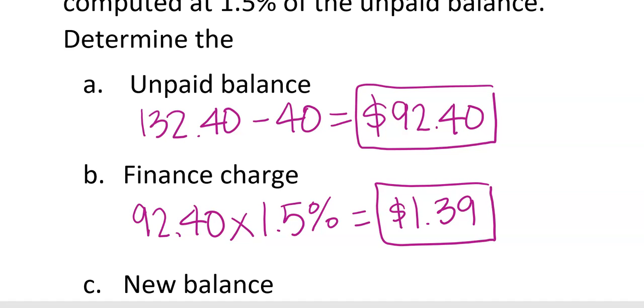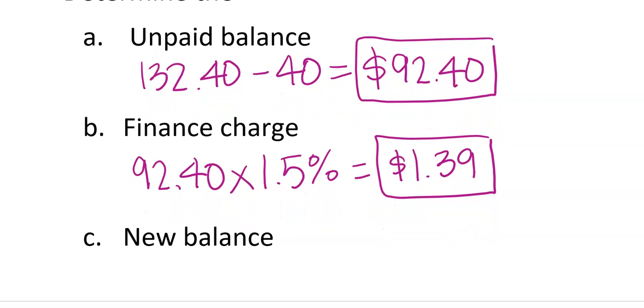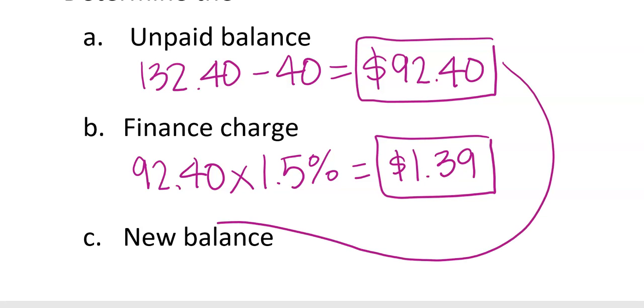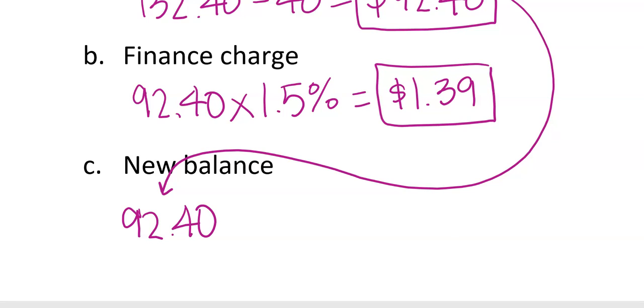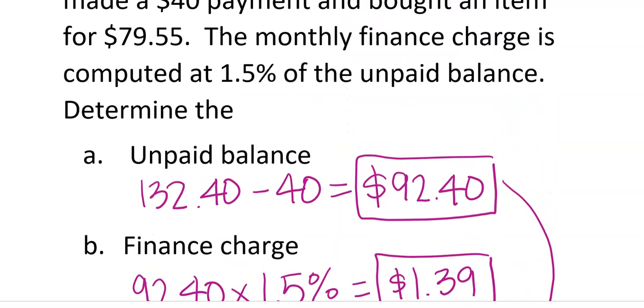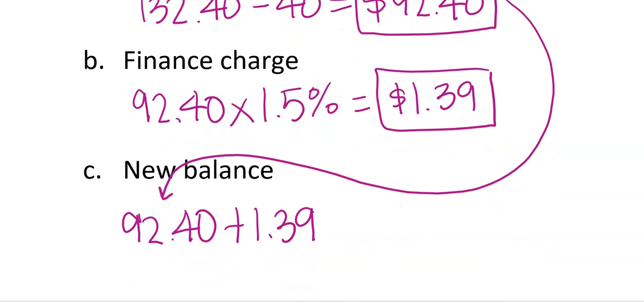And then at the end, you're kind of doing what you did yesterday. We're going to take either the beginning balance and subtract out the payment again. I always start with the unpaid balance, so I don't have to do that again. So I'm going to just draw an arrow down here. So $92.40. Finance charges are kind of like service charges. They always get added in. So I'm going to add in $1.39. And I'm also going to add in those new purchases that they made for $79.55.